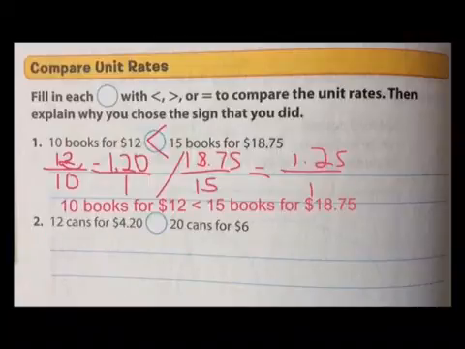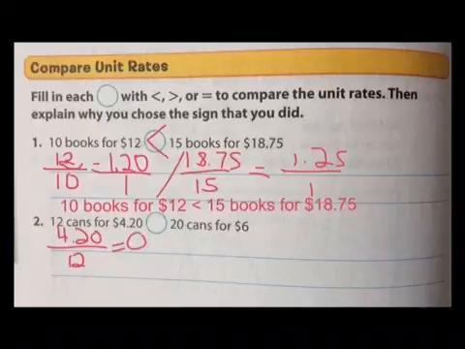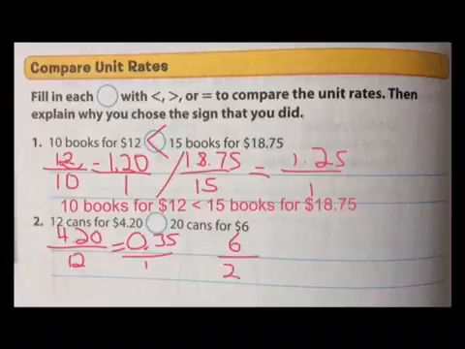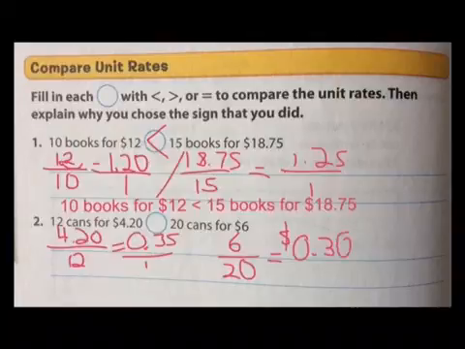12 cans for $4.20. Again, I want to see how much 1 can is, so my 12 is going to go below. Alright, and my $4.20 will go above. And when I do that division, I get 35 cents. 0.35 per 1. Right? And then for the other one I have 20 cans. Again, I want to know how much one can is, so I'll put the can on the bottom, and then I bring it down to 1, and when I divide 6 by 20, I get 0.3. Wow. But because it's money, I add the 100th place. So it's 30 cents for one can.